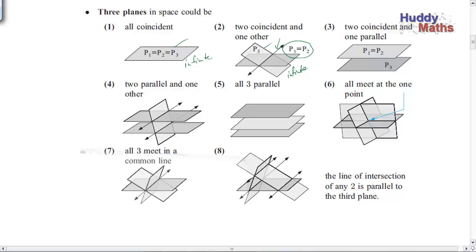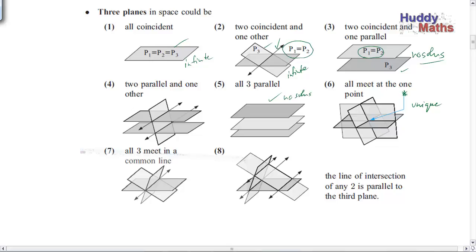And then two coincident and one parallel. These two would be the same plane, and this one would be separate, and they're parallel, so there'd be no common points, so there'd be no solutions when we're trying to find the points of intersection. All meet at the one point. We've already talked about that. That'd be a unique possible solution there. All three parallel, no solutions there, no common points of intersection.